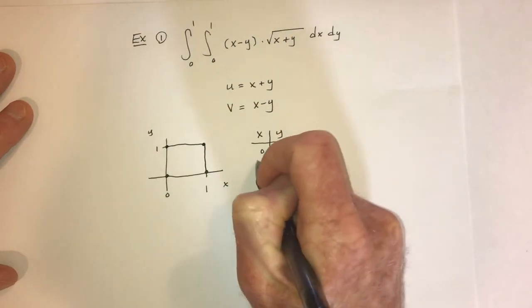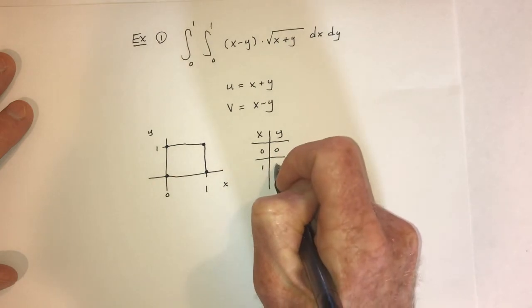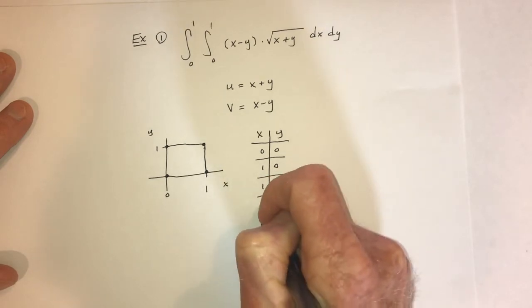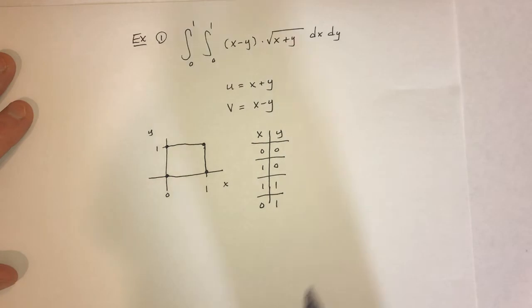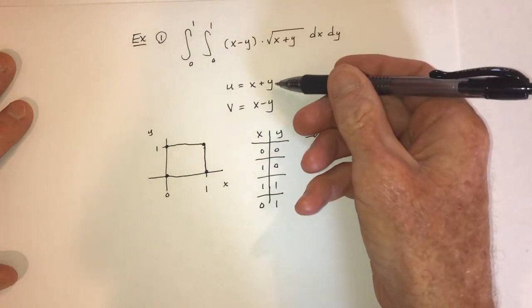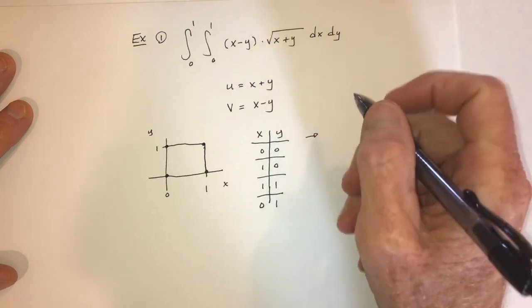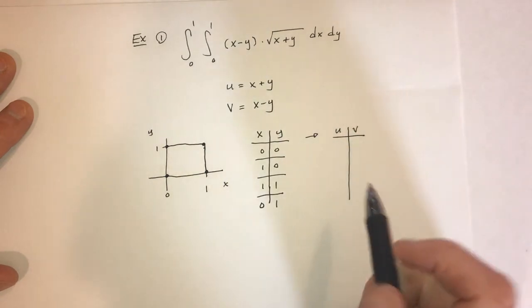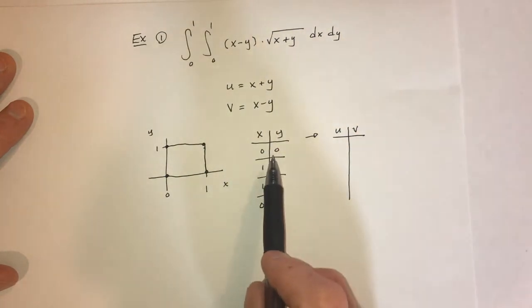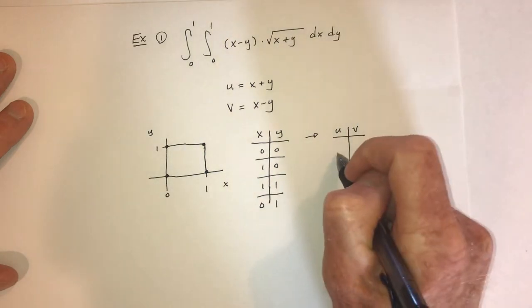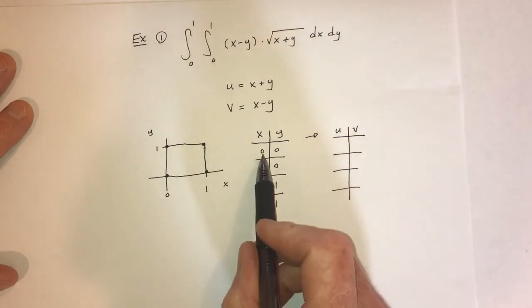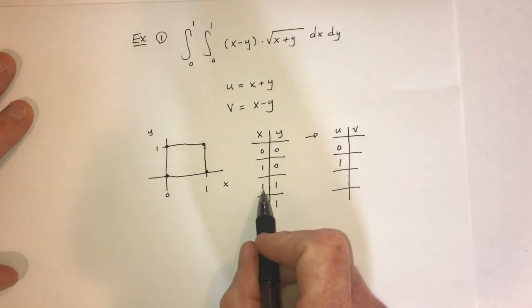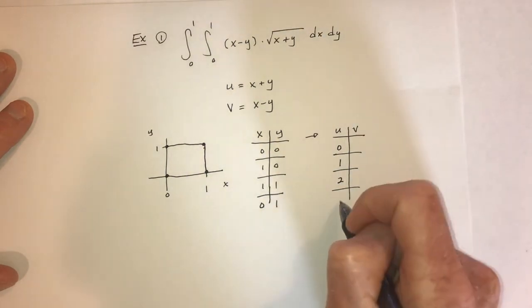So that would be 0, 0, and then 1, 0, and then 1, 1, and 0, 1. Then, using this transformation right here, if you plug in the numbers for x and y, then you're going to get the u and the v. So u is always going to be adding the two together. So I'm just going to fill out this u column right here. So for u, you just add them together. So 0 plus 0, 1 plus 0, 1 plus 1, and 0 plus 1.